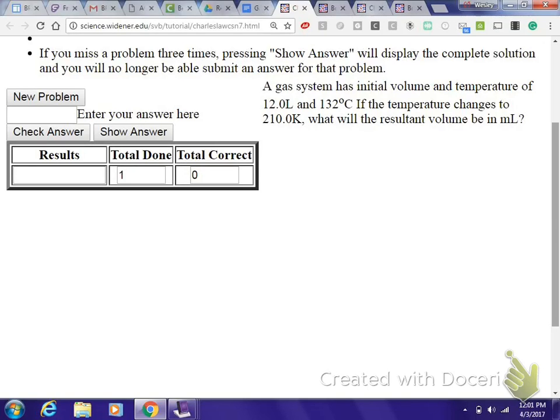From there, go ahead and solve the problem and see if you can figure it out. Plug in your numbers. Or I guess at this point, just solve for your V2 by switching your symbols around, and then you can plug in your numbers. So go ahead and do that and see what you come up with.